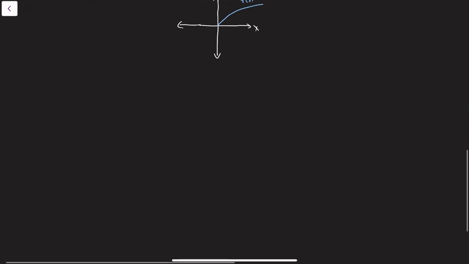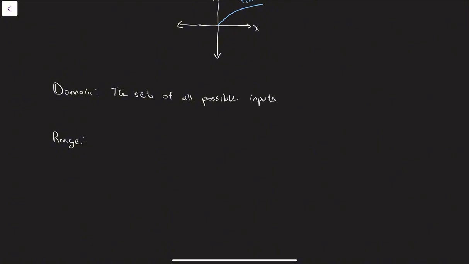So now we're going to talk about domain and range. So the domain is just the set of all possible inputs to a function. So you could say all possible x values. So these are just the allowed x values for our function to use.